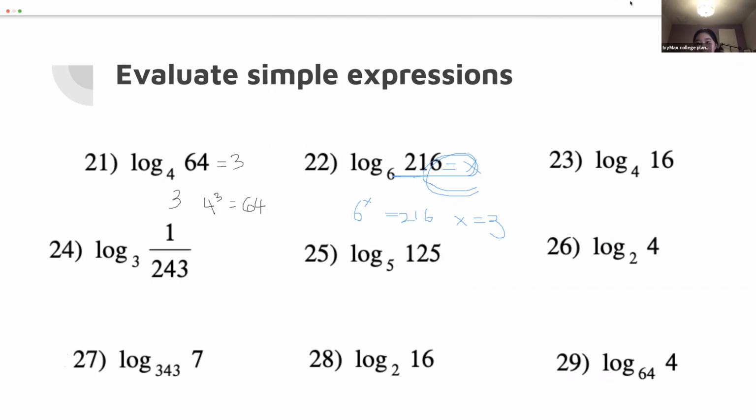Okay, so I think Ethan can go over 23 to 25. And if you are not done yet, please pause the video and then finish your answers, and then we can check answers together. So yeah, go ahead.